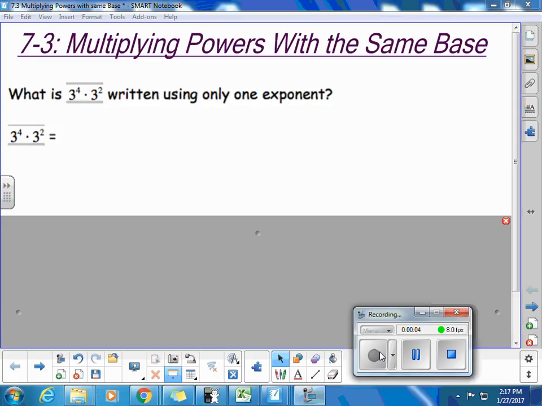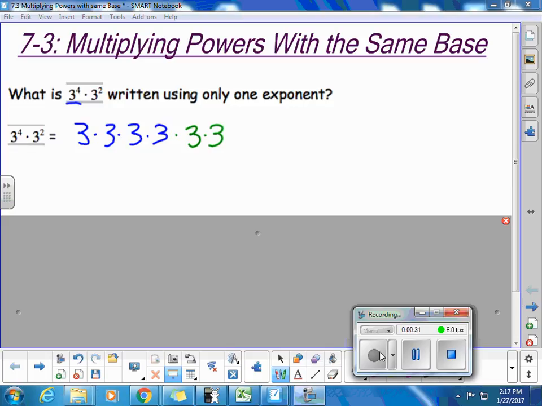7.3 is multiplying powers with the same base. We start out with: what's 3 to the fourth times 3 to the second, written only using one exponent? So let's talk about 3 to the fourth. 3 to the fourth is 3 times 3 times 3 times 3. And 3 to the second is 3 times 3.